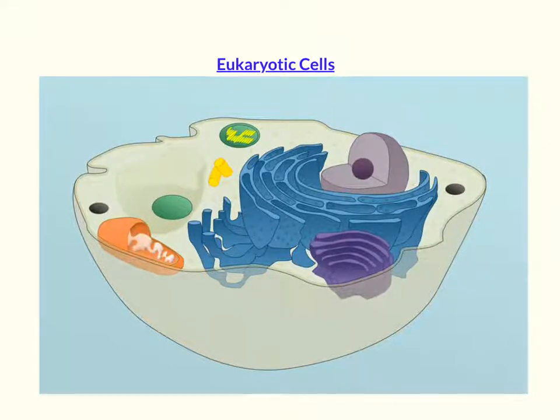Hello, this overview covers eukaryotic cells. There are two main types of cells, prokaryotic cells and eukaryotic cells. Prokaryotic cells were reviewed in another video.